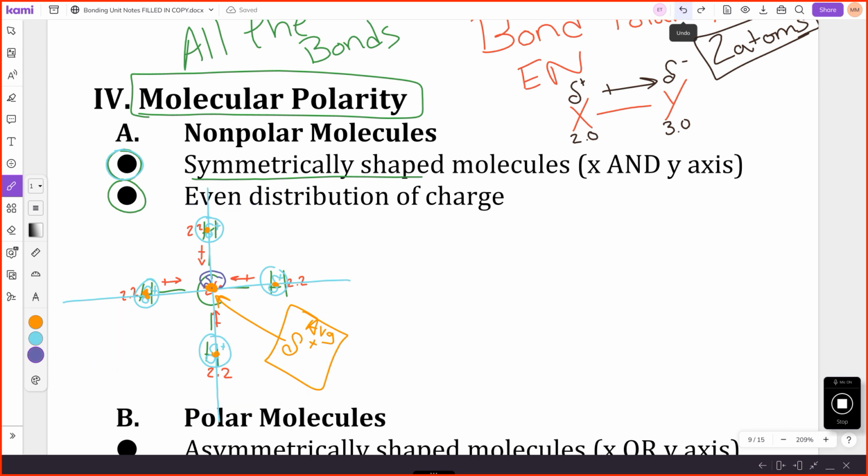Okay, and that's what makes this a non-polar symmetrical molecule. It's a tough concept. It really is a tough concept. It's not easy. Nobody said it was going to be easy. Now, I'm going to show you the easy way to be able to figure this out.